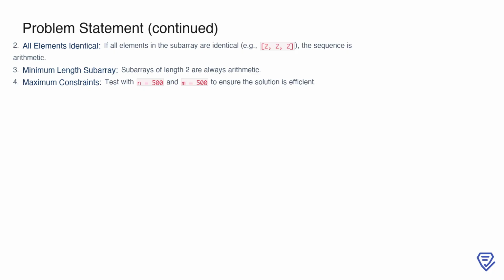Finally, it's crucial to test the solution under maximum constraints. This means handling the largest possible input sizes, where n and m are both 500, and ensuring the algorithm remains efficient within these bounds. By addressing these scenarios, the solution will be both accurate and performant for all cases.